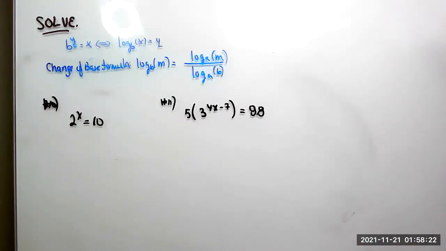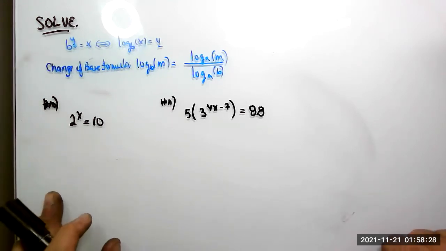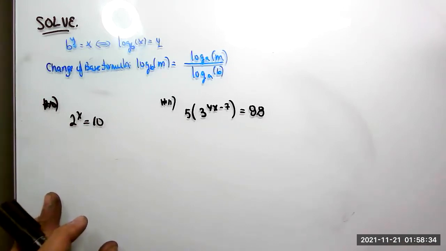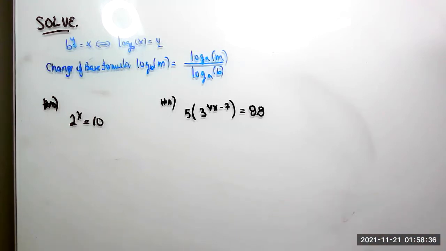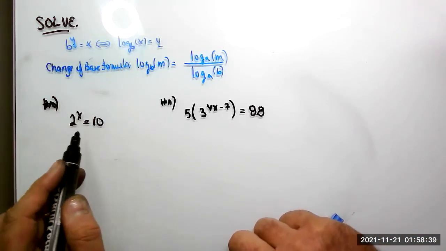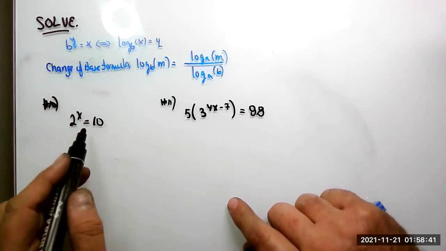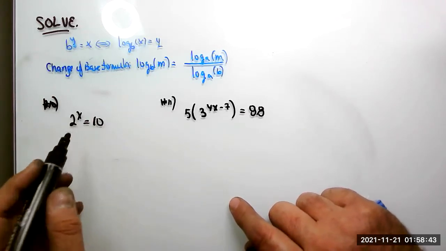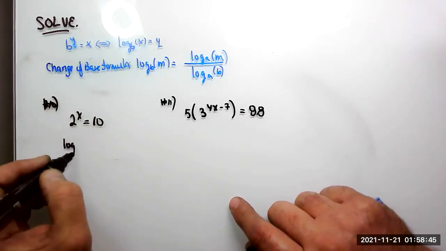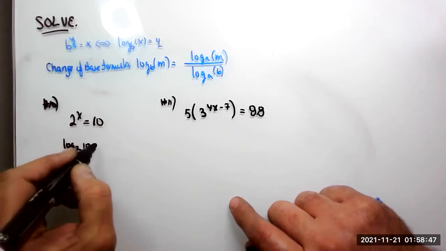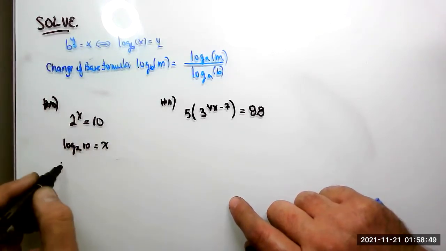Okay, let's try the next two examples. Not only are we going to change to logarithms, we might also need the change of base formula that helps me go from one base to the other when we're working with logarithms. So 2 to the x equals 10. We have no choice but to rewrite in terms of log. So what do I have? Log base 2 of 10 equals x.